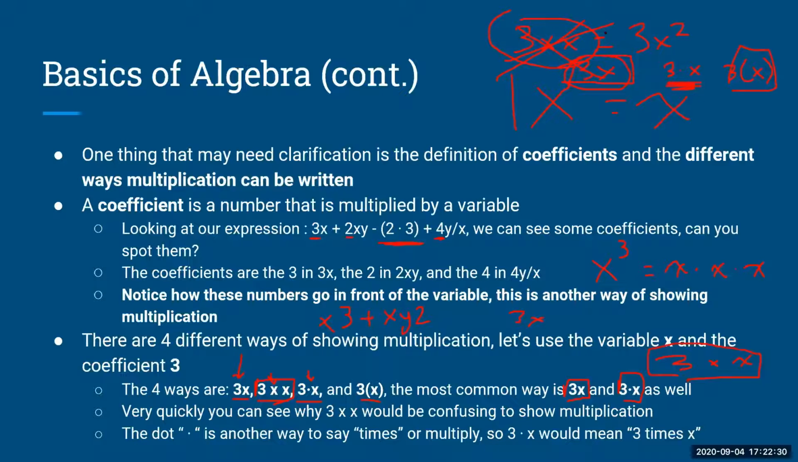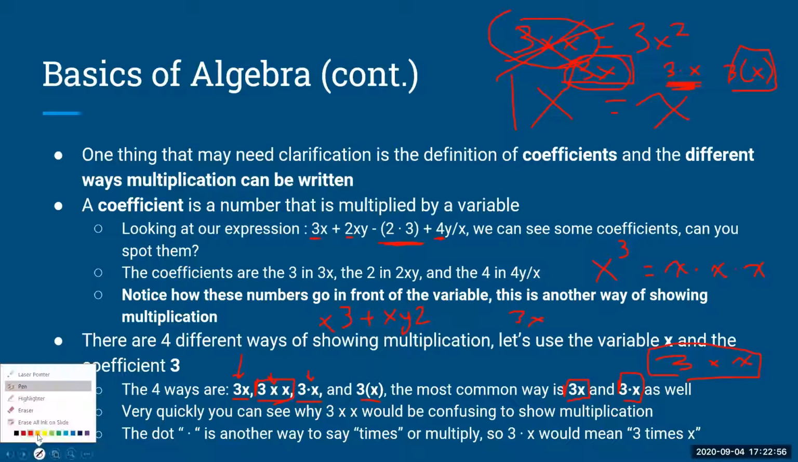Wait, isn't 3x 3 times x? Yes, but don't write it like 3 times x. Just write it 3x. Because that looks confusing, right? It would look like 3xx, which is 3 to the power. Whatever. Probably 4x, but. 4x. Okay, well, okay, here.